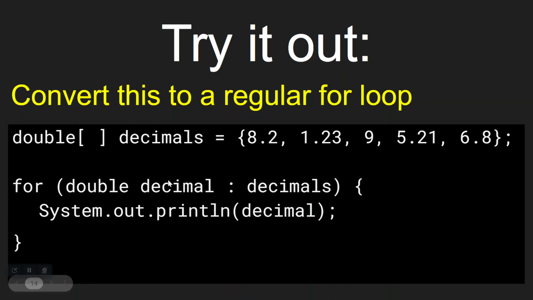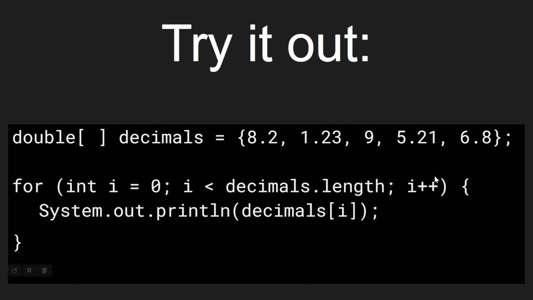For double decimal, colon decimals, and we are printing the decimal. So to make that a regular for loop, we would just say for int i equals 0, as long as i is less than decimals.length, i plus plus. And then again, in the print statement, now we have to do decimals at i. So just notice how the syntax changes from when you're using an enhanced for loop versus a traditional for loop.